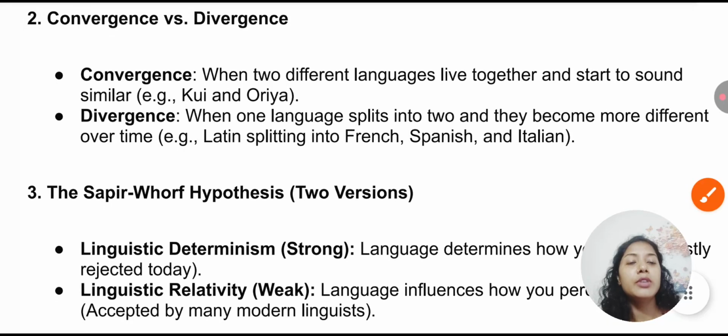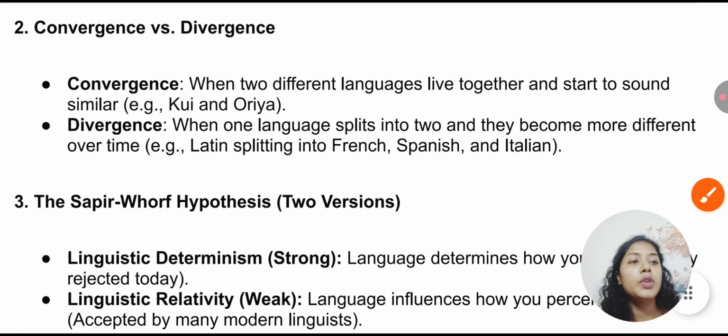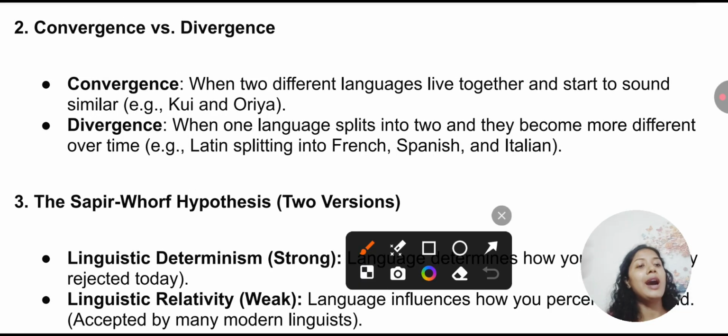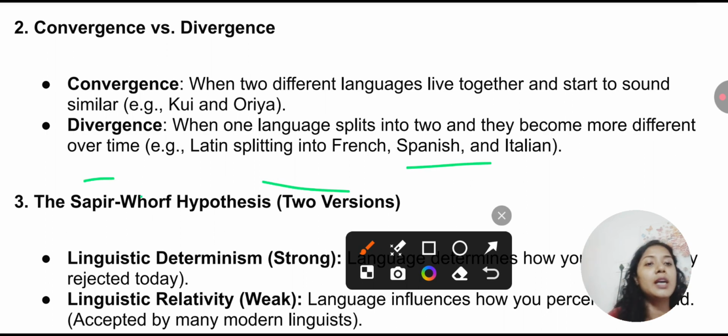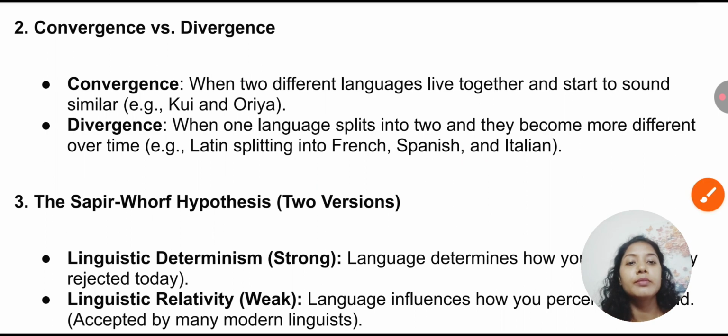Convergence versus divergence is also important. Like in language, how a word converts from one to another and forms a new word or new meaning. Then divergence is when one language splits into two and they become more different over time. Okay, an example is also given here.